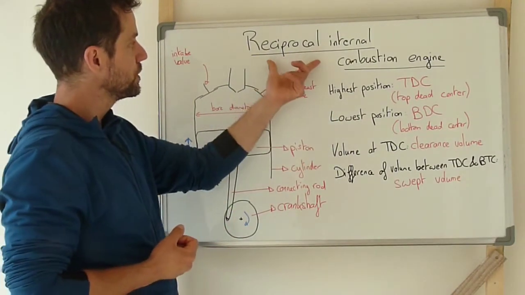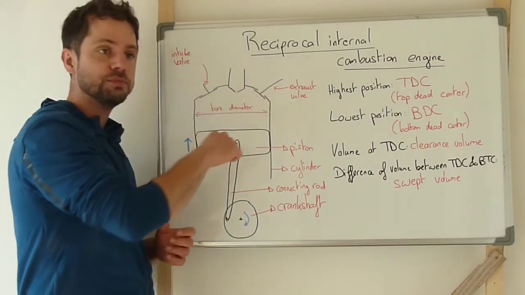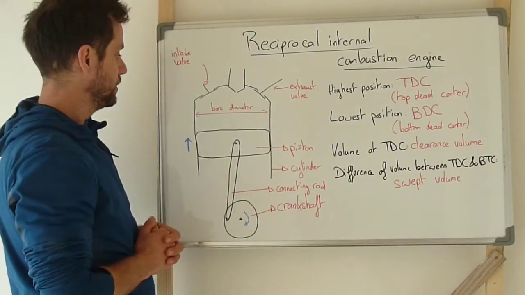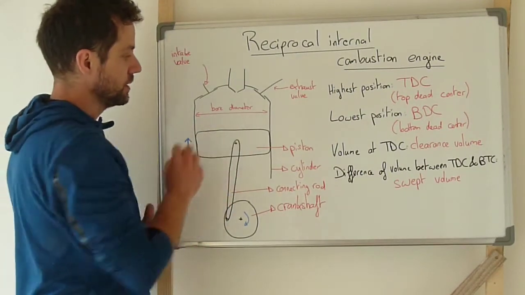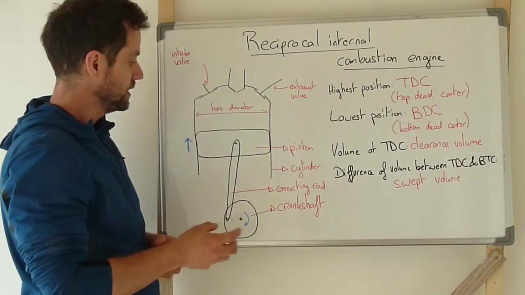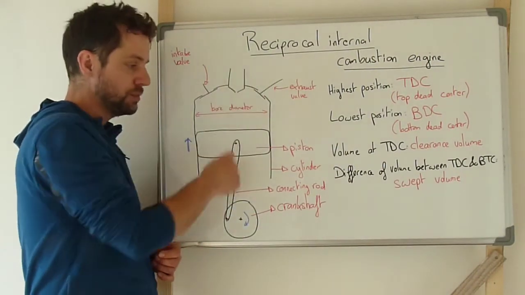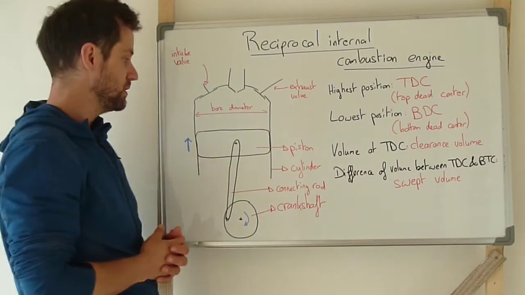It's also called reciprocal because there's an up and down movement of one of the devices, which is the piston, and there is a conversion between this up and down movement to a rotational movement on the crankshaft.